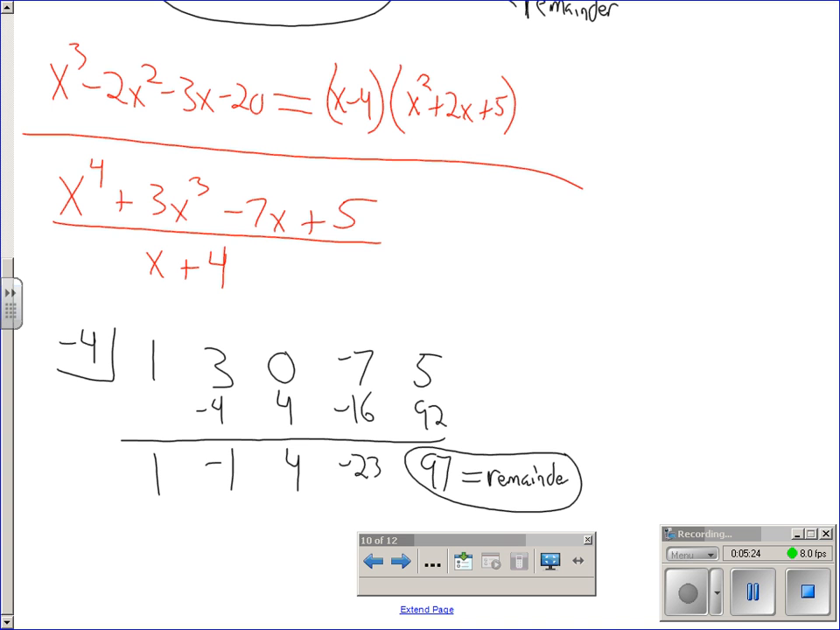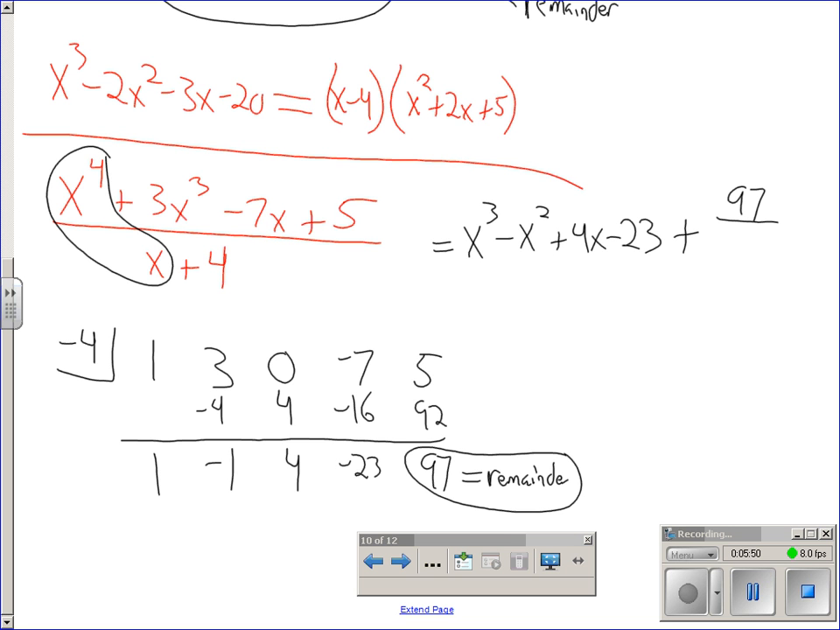All right, we took an x to the fourth and divided it by x. We get an x cubed function. So these other numbers here at the end are our coefficients. So we got 1x cubed minus 1x squared plus 4x minus 23. That's the quotient, and if we add on the remainder divided by what we divided by, this is the answer to that division problem. Okay?